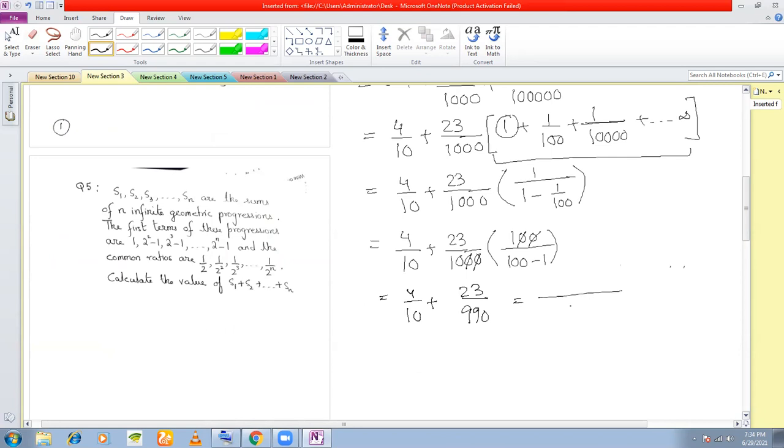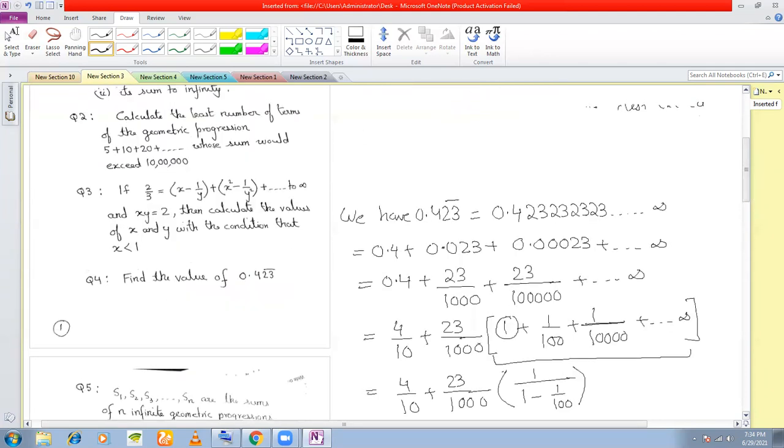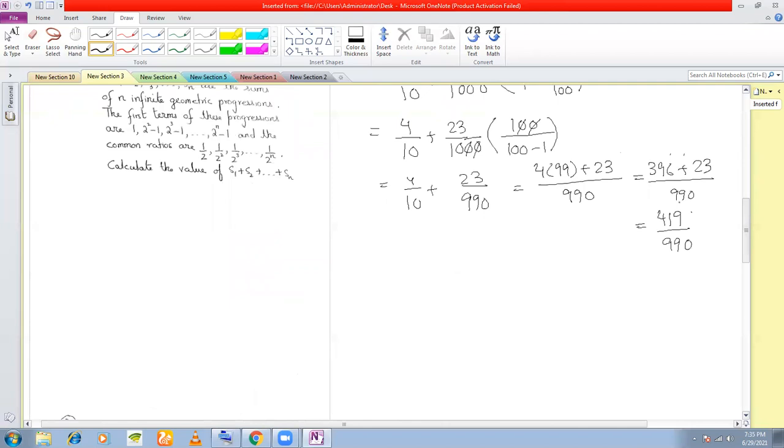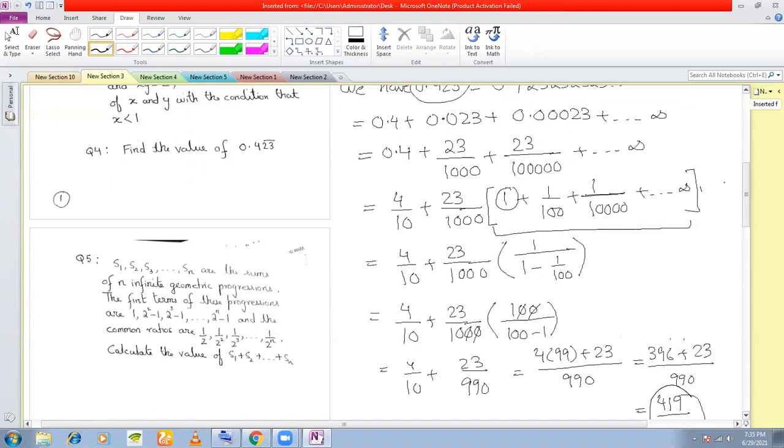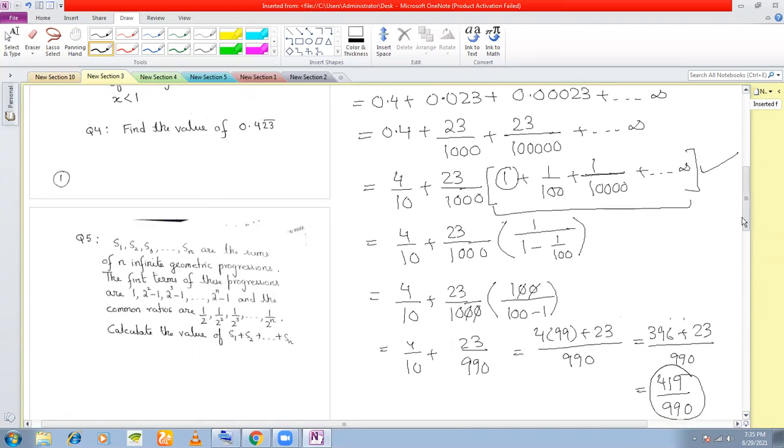right? Now you can take the LCM here, 990, to get 4 into 99 plus 23. So you get 396 plus 23 by 990, which is equal to 419 divided by 990. So that means you have converted this rational number in recurring decimal into a fraction with the help of infinite GP. Okay, so this is a very common question in infinite GP. You can have a look at other problems of this type also in the textbook.